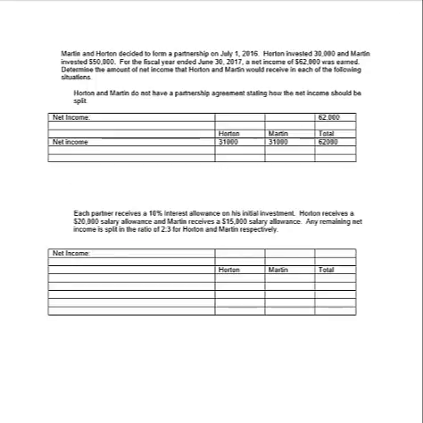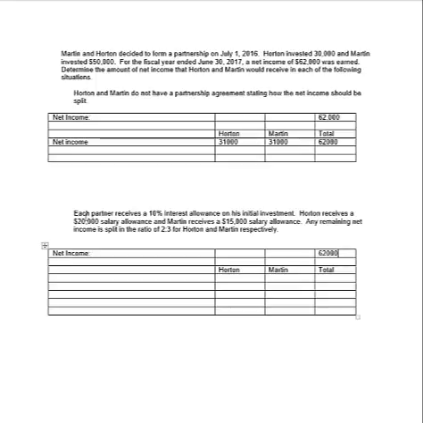In the next situation, each partner receives a 10% interest allowance on his initial investment. Horton receives a $20,000 salary allowance and Martin receives a $15,000 salary allowance. Any remaining net income is split in the ratio of 2 to 3 for Horton and Martin respectively. So the first thing we need to do is identify our net income amount that we're going to be dividing up, and that's $62,000. Next, we'll go back to the passage and divide the income as directed.